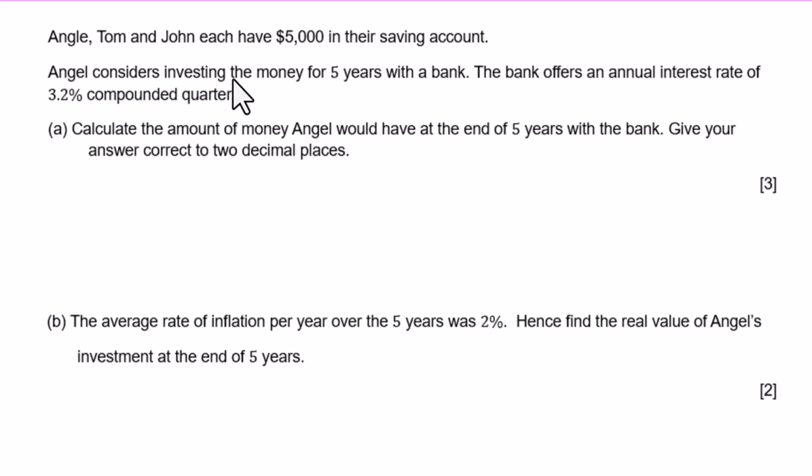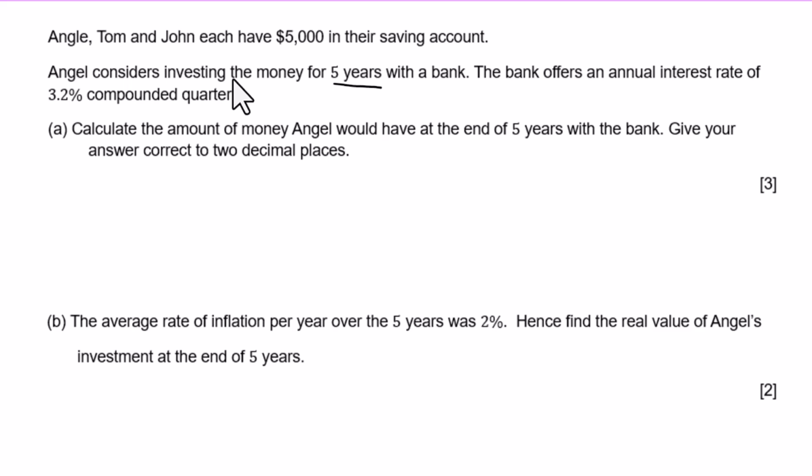Andrew, Tommy, and John have $5,000 in their saving account. Andrew considers investing the money for 5 years with a bank. The bank offers an annual interest rate of 3.2% compounded quarterly. Calculate the amount of money Andrew would have at the end of 5 years with the bank. Give your answer correct to 2 decimal places. In IB exam, financial problems, normally we have to correct the answer to 2 decimal places.